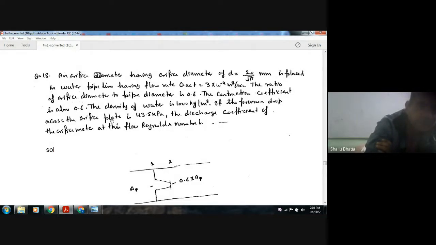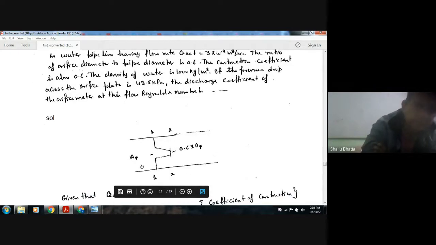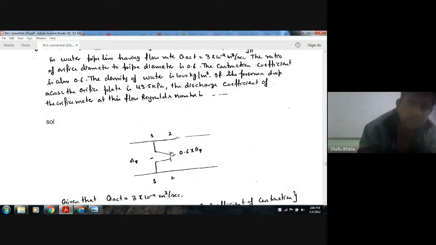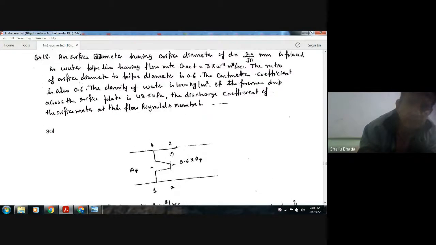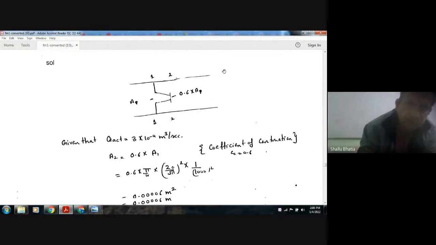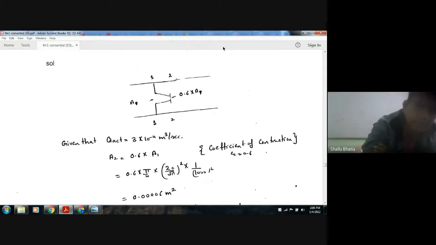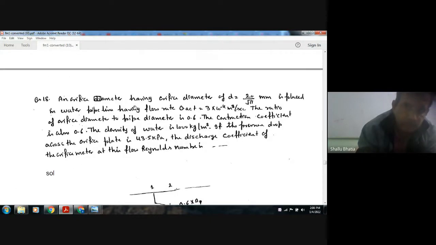Contraction coefficient is given as 0.6. So this is the ratio of the area of the jet to the area of the pipe, which is 0.6. The actual discharge is 3 into 10 to the minus 4. So A2 by A1, where A2 is this area and A1 is this area, the ratio is 0.6.